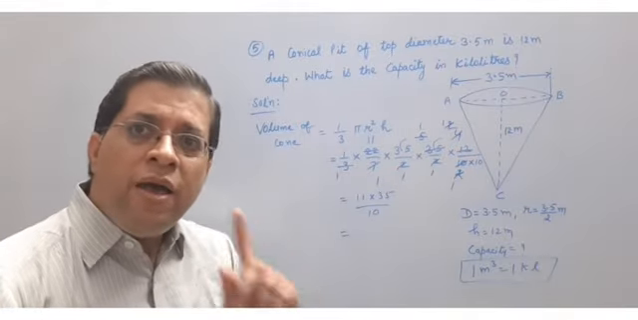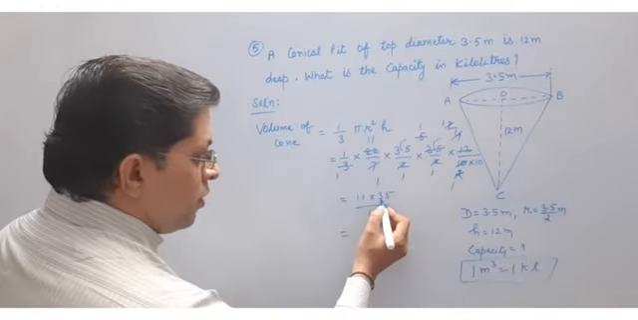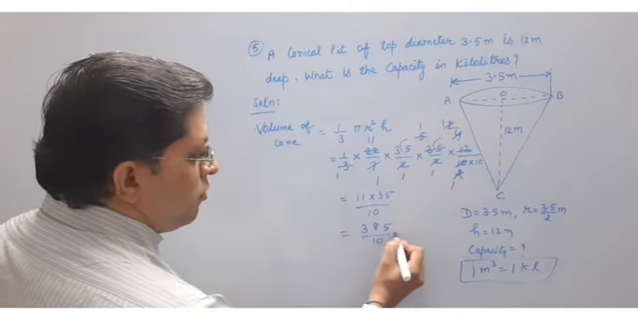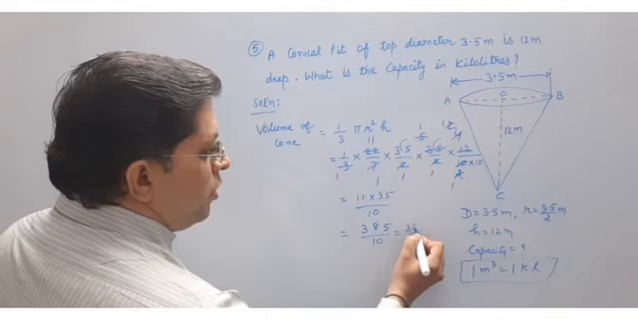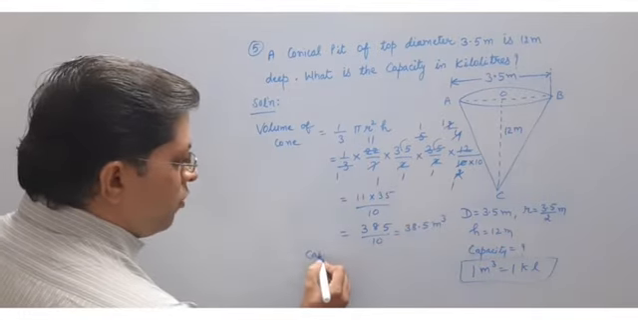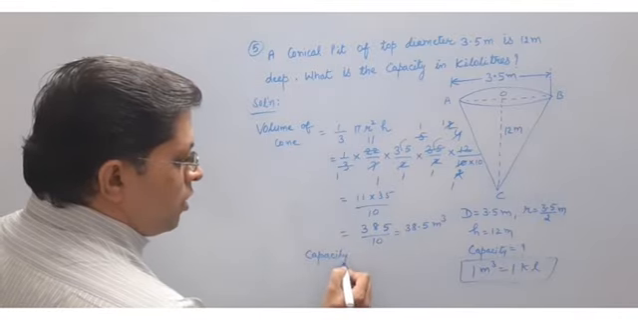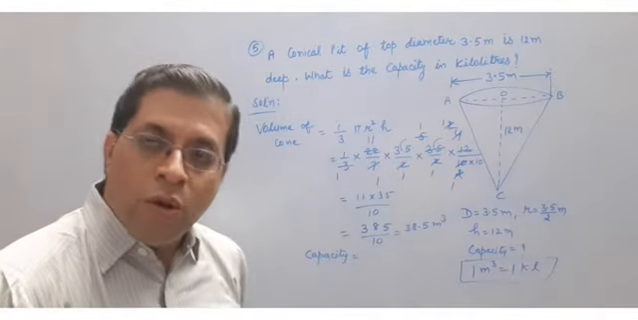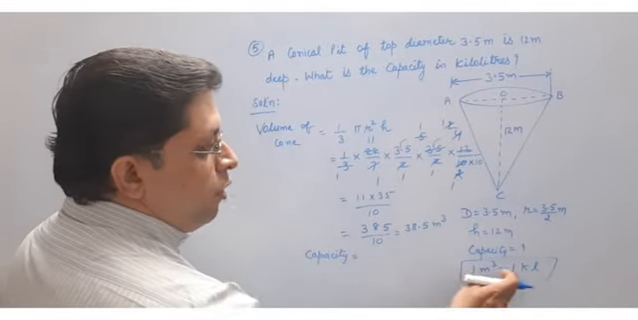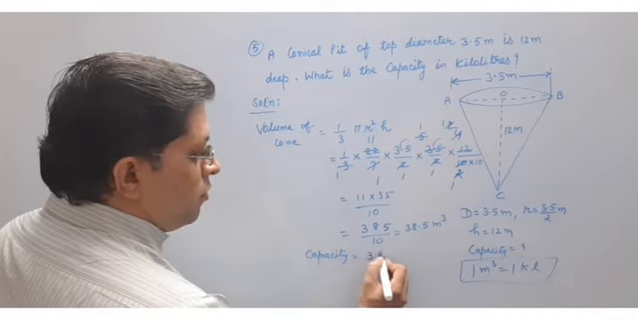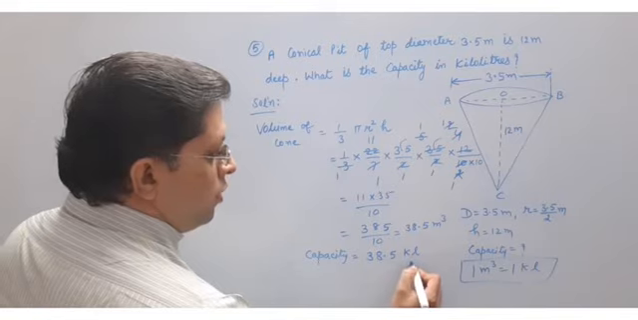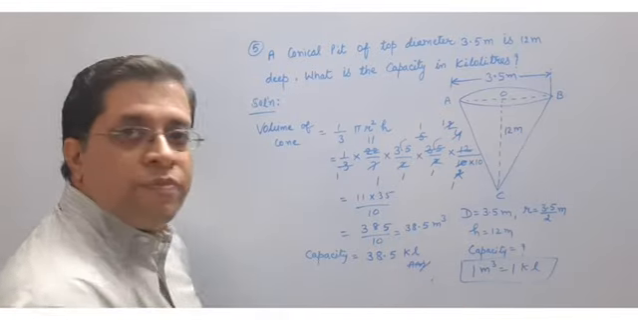35 into 11 by the Vedic method: 3, 5, 5 plus 3 is 8. This is your 38.5 meter cube. But what do we have to find? Capacity in kiloliters. We know that 1 meter cube equals 1 kiloliter. It means you can directly write 38.5 kiloliter, and this is your answer.